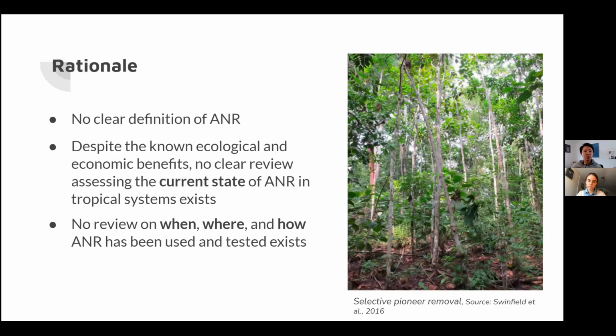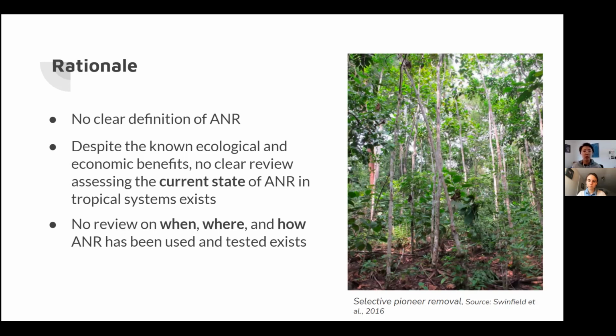There have been previous reviews of ANR, which can be broadly categorized into three groups. The first, reviews that have focused on the application of ANR in one region. The second, some reviews have assessed ANR as part of a global suite of active regeneration techniques that include planting practices. And finally, other reviews focused specifically on the stimulation of natural regeneration, of which ANR is included, on degraded lands. But despite this range of reviews, there is no clear definition of ANR.